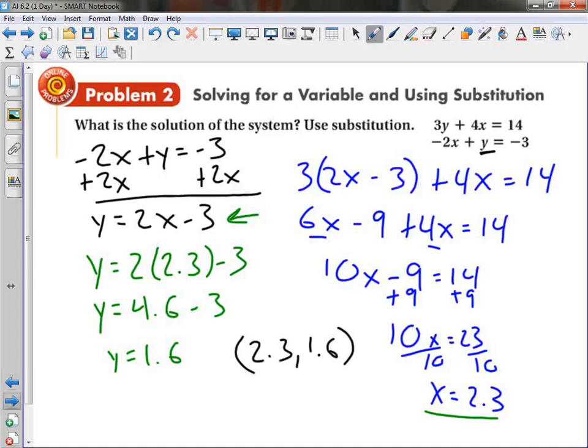Now, if we look at this one, we would have been probably pretty hard-pressed to get that exact answer if we would have graphed it. As a class, if we had 30 people graph this, most people would probably say 2.5, 1.5. I'd be surprised if one person in the class guessed the right answer from graphing. Now, with the substitution method, we got an exact answer. We know exactly that we're right. There's no guessing involved. So that's the positive to this method.